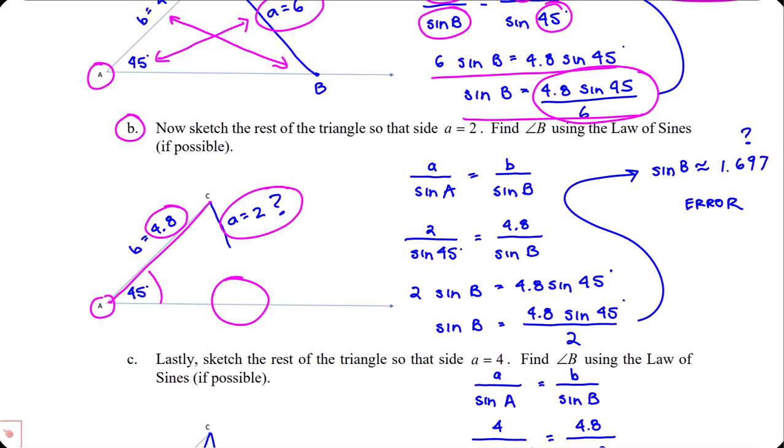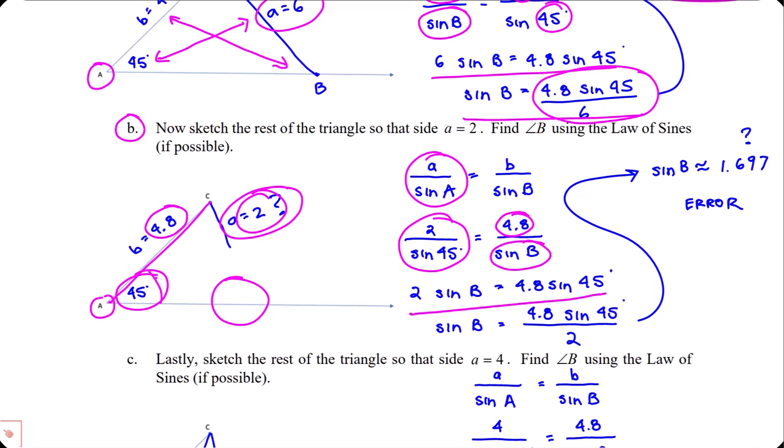But let's say you didn't know that. You just drew it not to scale, filled stuff in, and here's what would happen. Again, we have an angle and the opposite side given to us. We just take it at face value. We're given side B. We don't know angle B. We cross multiply. We divide by 2 to get the sine by itself. And we get a sine value of 1.697 or so. And that should raise a red flag to you.